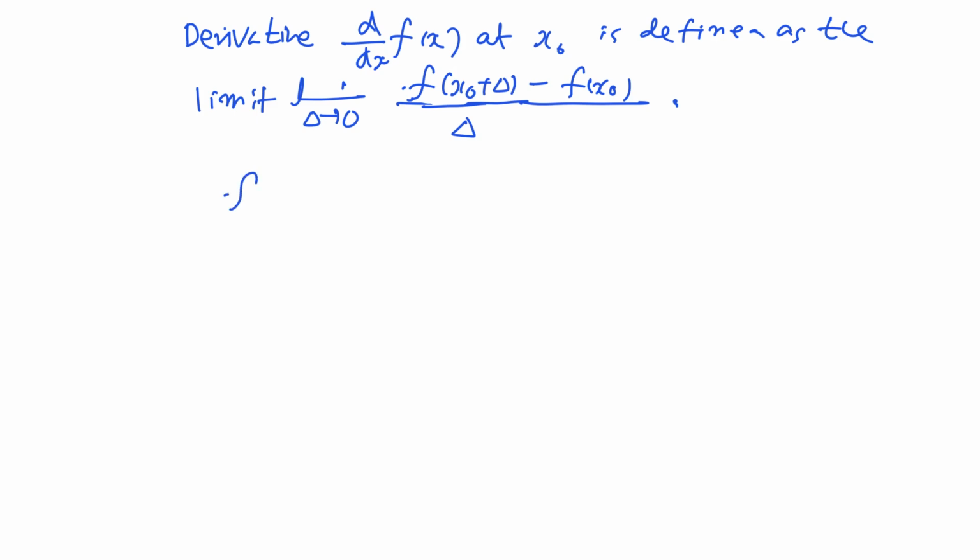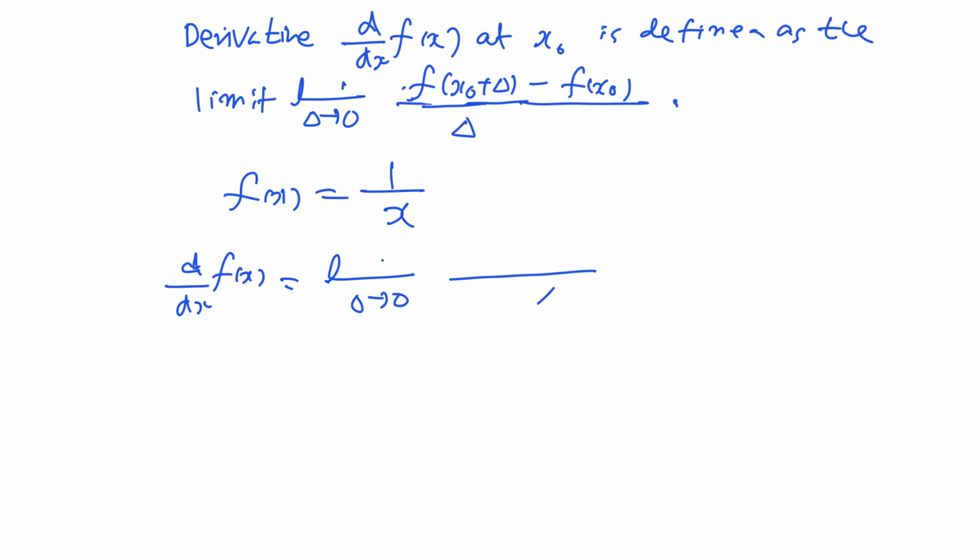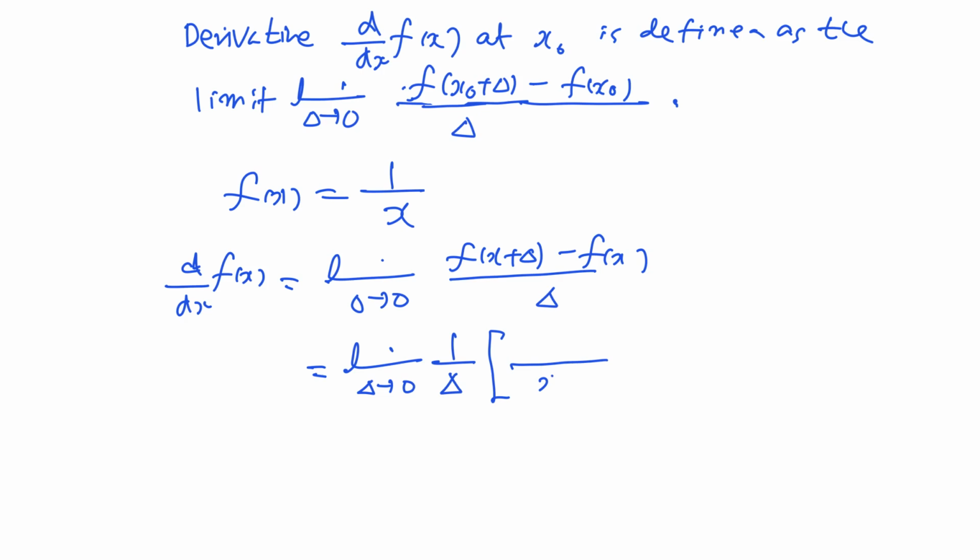So, for example, say f(x) is 1 over x. What is the derivative? You learned minus 1 over x squared, right? So let's check. df/dx is, by definition, the limit of 1 over delta times f(x + delta) minus f(x), right? You don't have to memorize this. So this is 1 over delta times 1 over (x + delta) minus 1 over x.